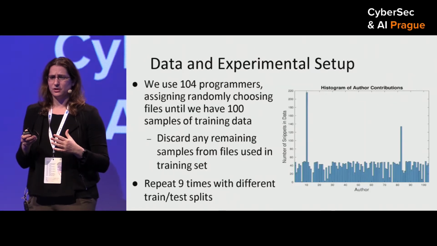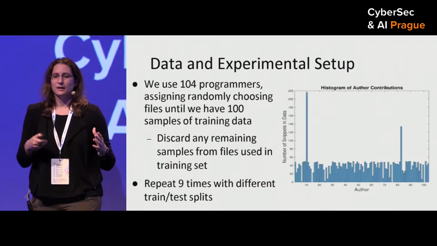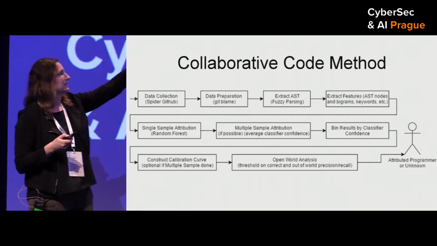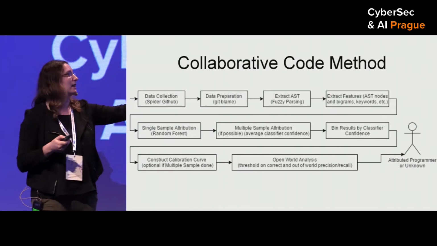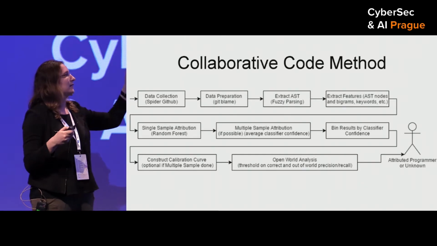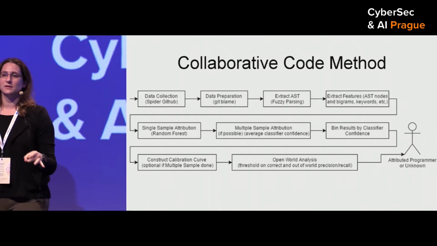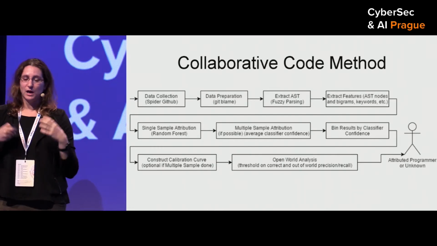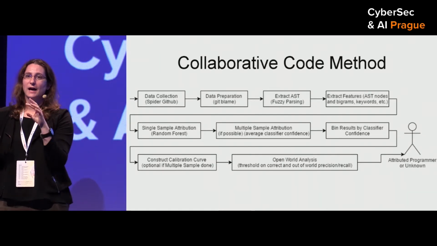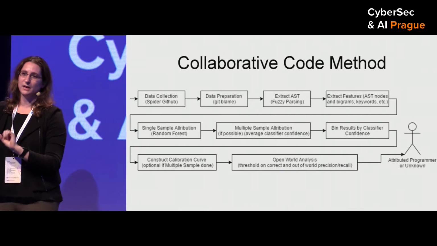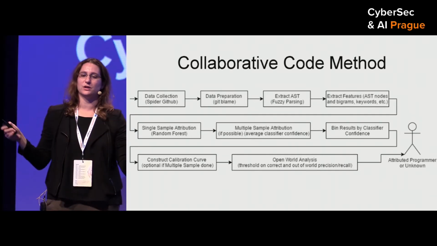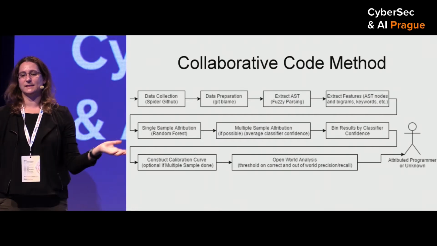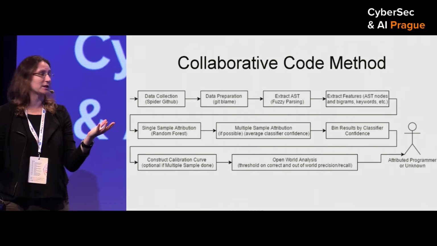And just doing a lot of cross-validation. This was our method here, where we're collecting data and then preparing it, extracting ASTs, and then trying to attribute single samples. What actually helps us here is that the errors tend to be uncorrelated. So if you have somebody who is committing under the same account and you want to attribute the account, it works a lot better, because you can combine multiple samples until you do much better.